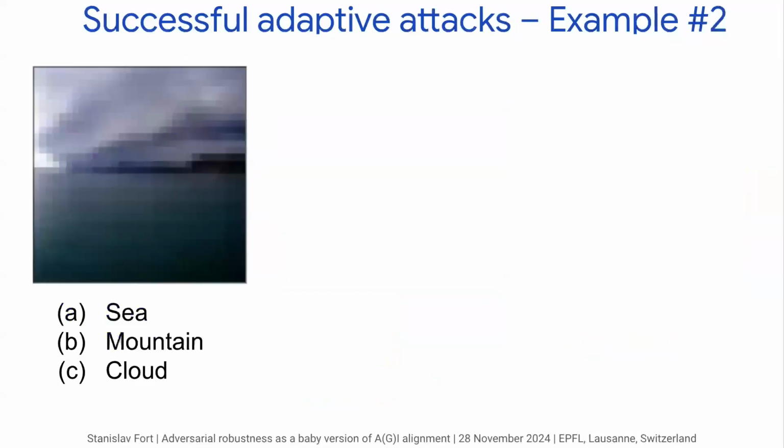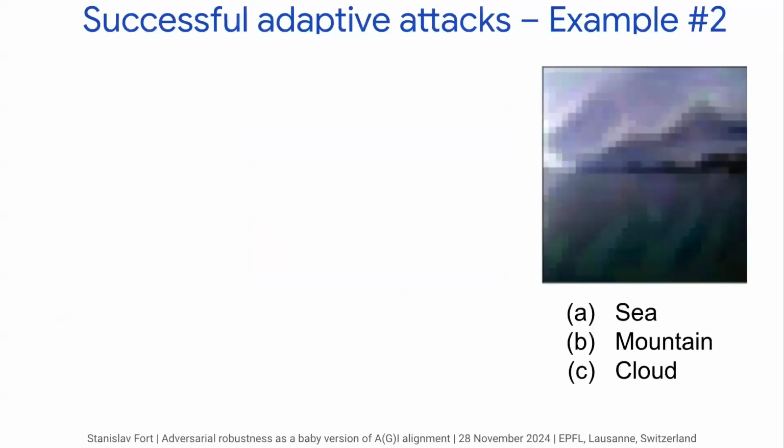All right, I'll do one more. What is this? Who says sea? All right, who says mountain? Who says cloud? All right, it's the sea. Well, congratulations, you did pretty well. And the sea is here. But what is this? I guess this is kind of unfair because it's blocking a part of the thing. But what do you think this is?